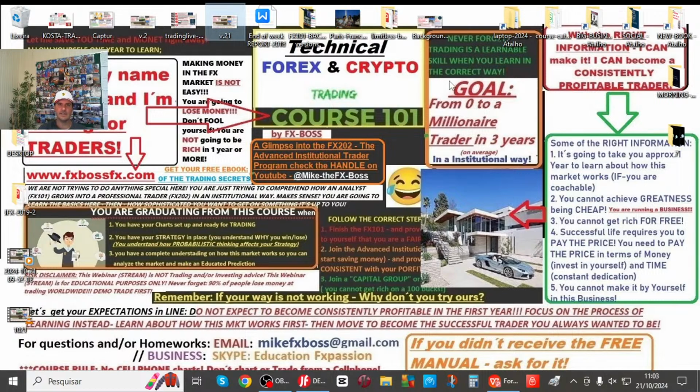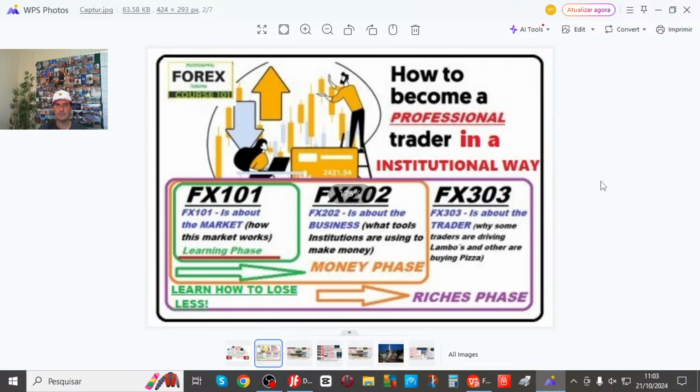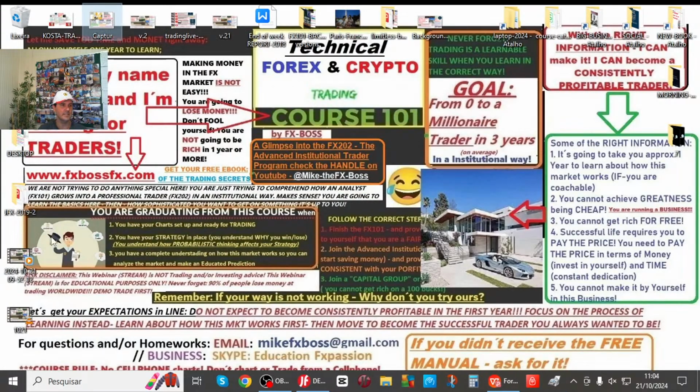Never forget, trading is a learnable skill. When you learn in the correct way, the goal is to bring you from zero to a millionaire trader in 3 years in an institutional way. You're first an analyst, everybody. Never forget the picture: how to become a professional trader in an institutional way. You need to go from the Forex course 101 into the Forex course 202, which is the business side of trading.